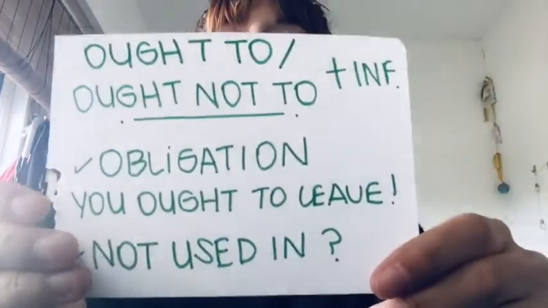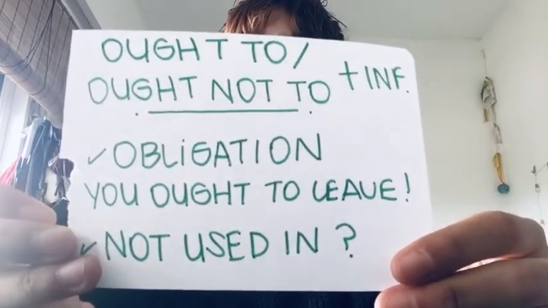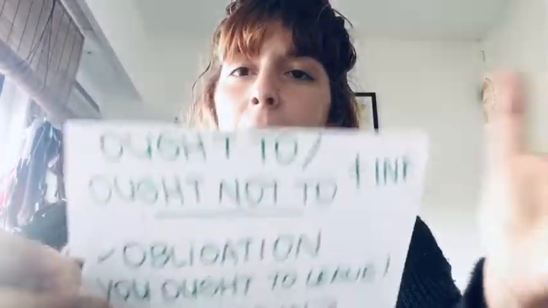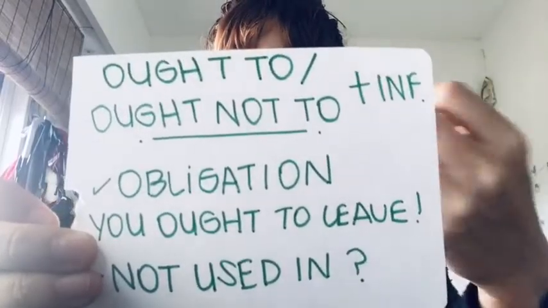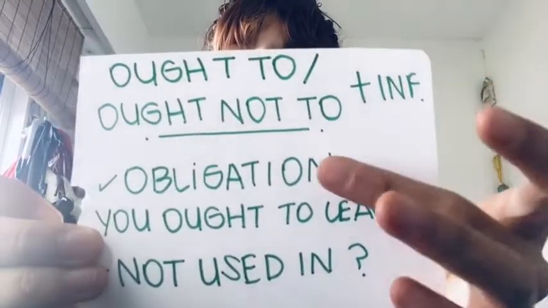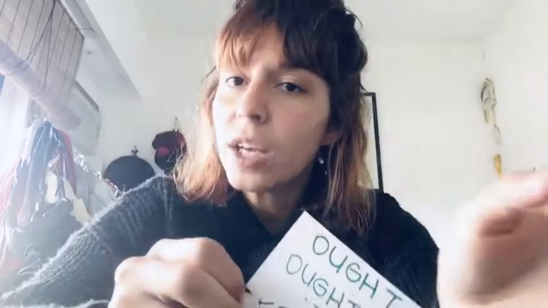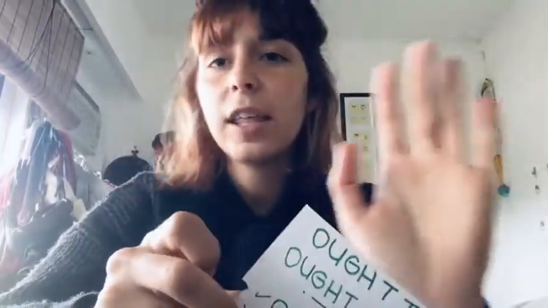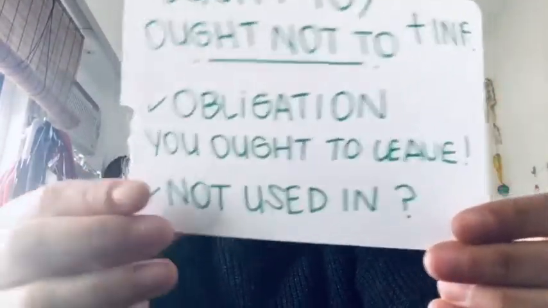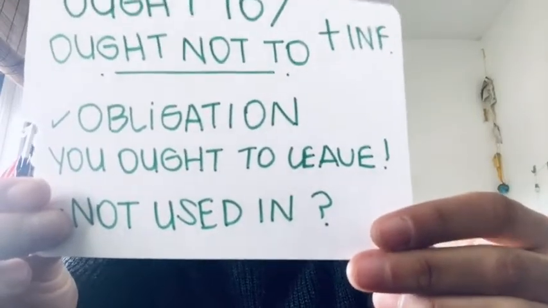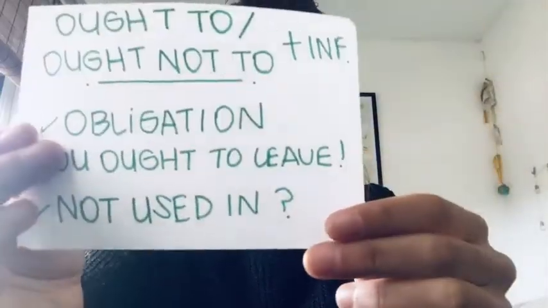So, ought to and ought not to, we also use it for advice, but when we want to give a piece of advice that is more similar to an obligation, un consejo que tiene más idea de obligación que de consejo. Let's see an example. You ought to leave. It's almost a te tenés que ir. Of course, I am being polite, amable, but I'm very clear that this is some kind of obligation. Es algún tipo de obligación.